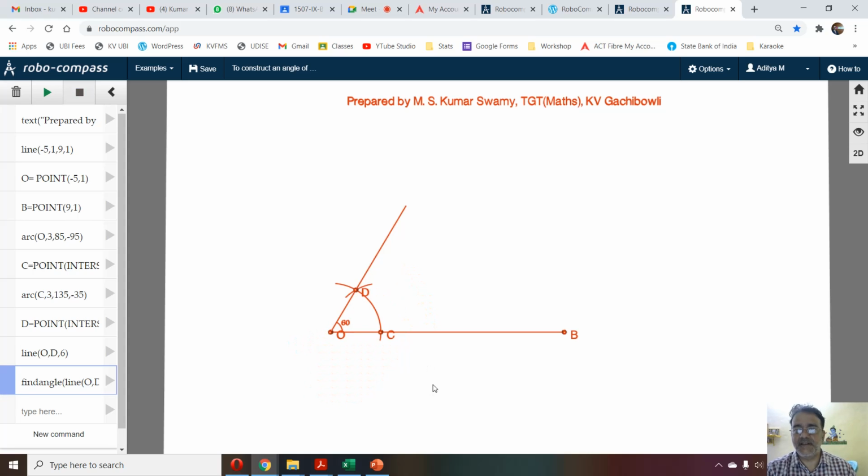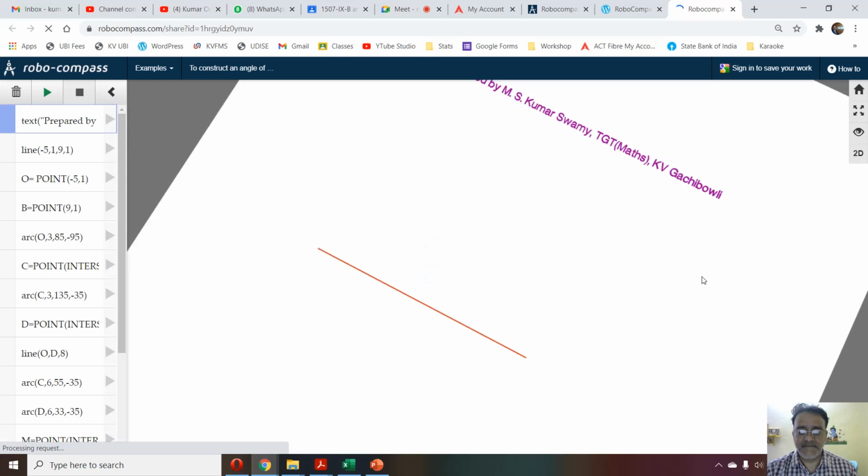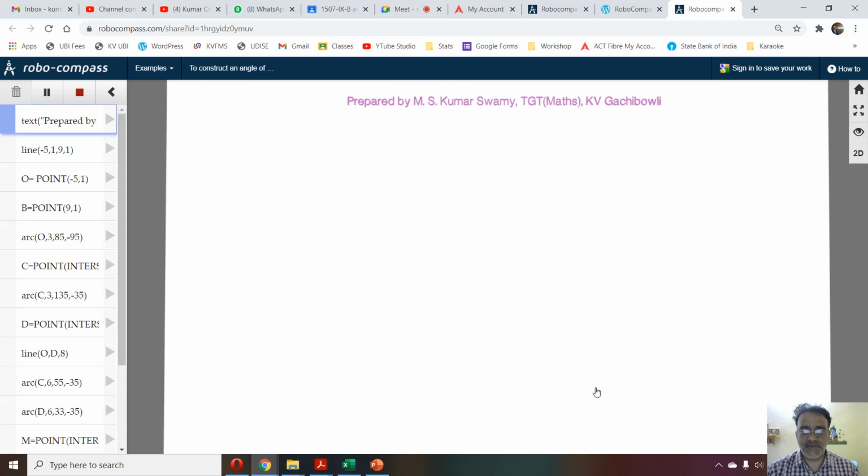Yes, 60 degree. Okay. Now next construction, to construct an angle of 30 degree at the initial point of a given ray. So what we have to do, we have to draw the angle 60 degree first. उसके बाद उसका एंगल बाइसेक्टर करेंगे. So first we are going to draw the 60 degree angle.